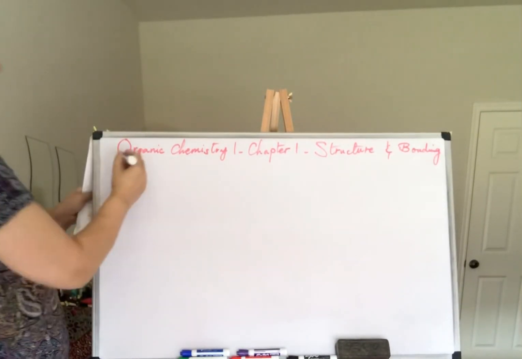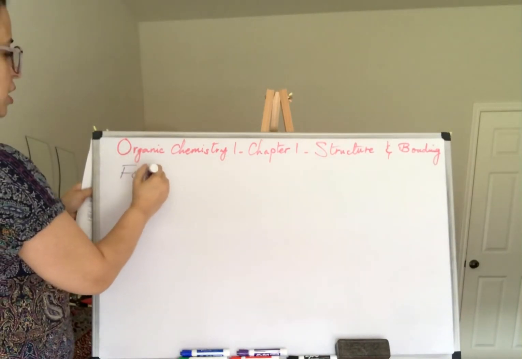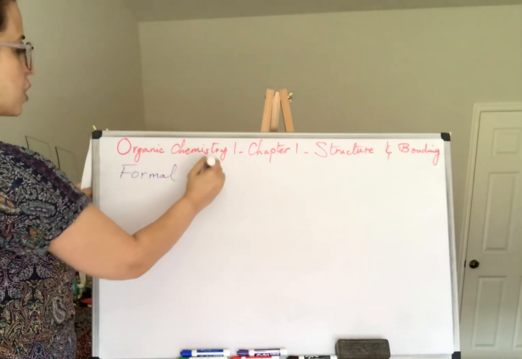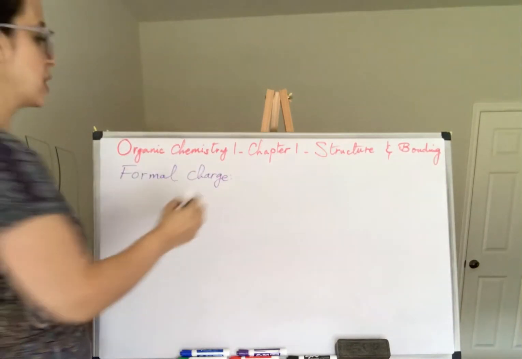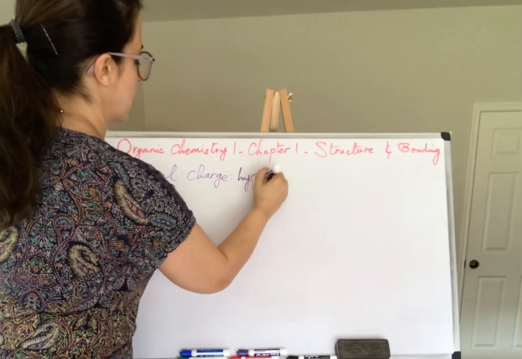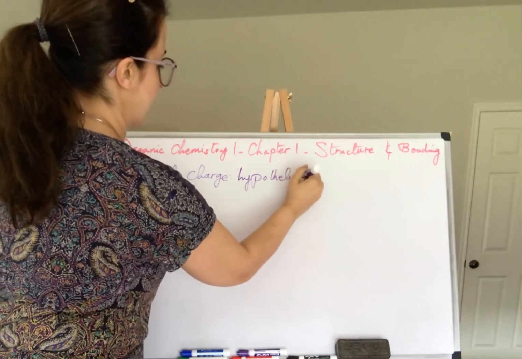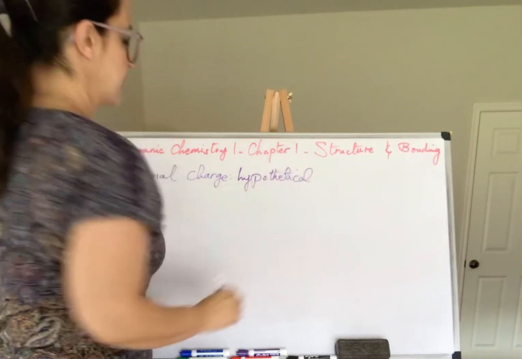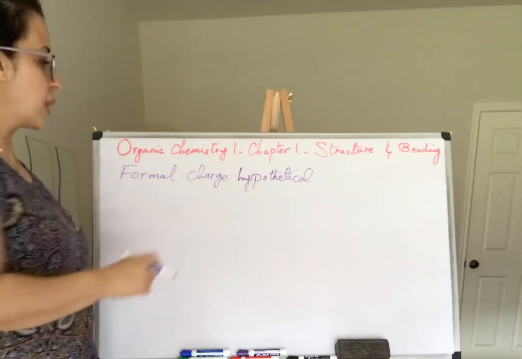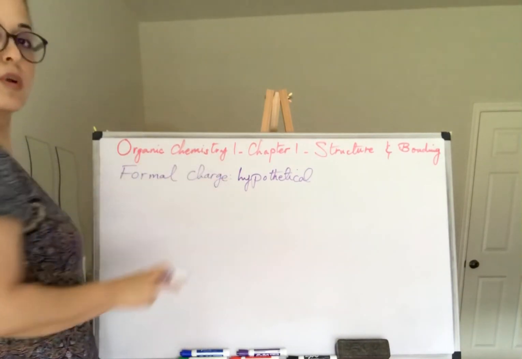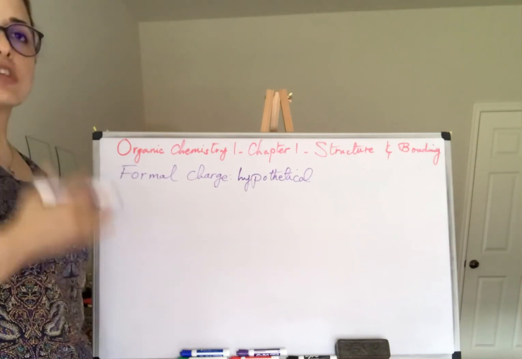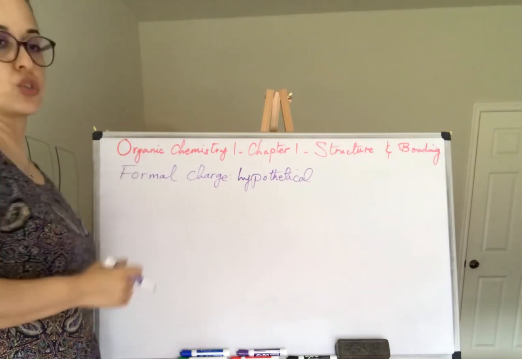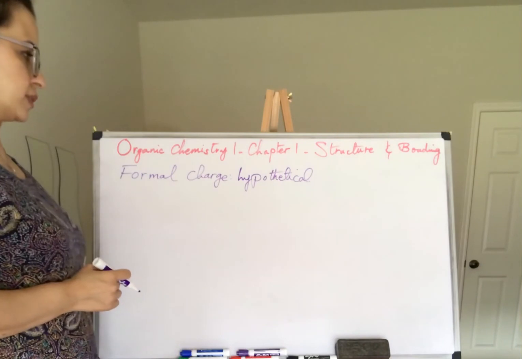Okay, the formal charge. For formal charge, first of all, let's find out the description. Formal charge is a hypothetical charge. It means it doesn't exist. It's something hypothetical. We will have to determine the formal charge to be able to judge Lewis structures of the molecules.